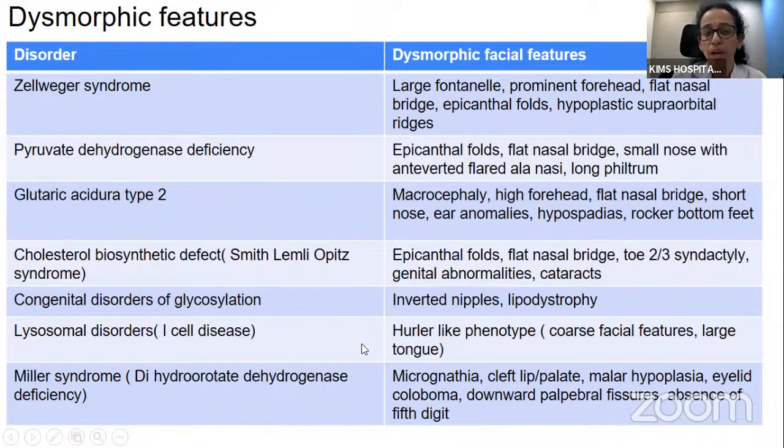In lysosomal disorders, there will be a Hurler-like phenotype, that is coarse facial features and large tongue. In Miller syndrome, dihydroorotate dehydrogenase deficiency, there will be micrognathia, cleft lip and palate, malar hypoplasia, eyelid coloboma, downward palpebral fissures, and absence of the fifth ray. So if you see, in each syndrome there is one characteristic feature. Like in Smith-Lemli-Opitz syndrome, there is syndactyly. In Miller syndrome, there is cleft lip or palate. In lysosomal diseases, a Hurler-like phenotype. Zellweger syndrome, Down-like features. Macrocephaly in glutaric aciduria. If we see the baby and identify the features and correlate them to the particular syndrome, we will be able to narrow down the diagnosis.